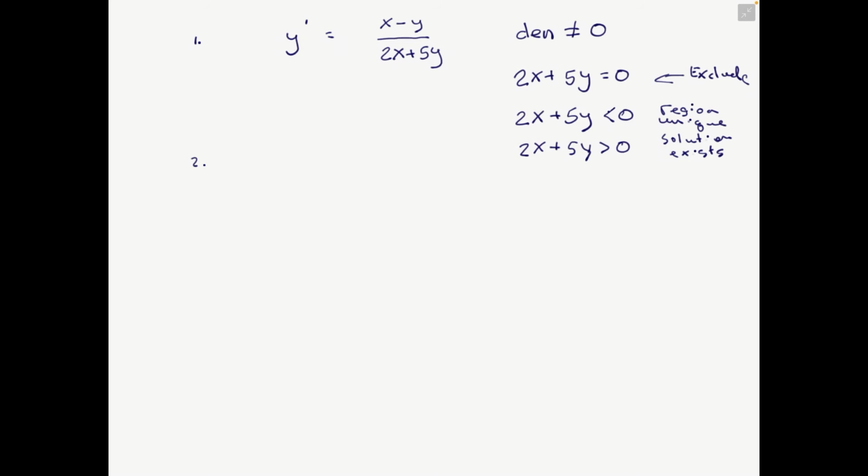was y prime equals 1 minus x squared minus y squared to the 1/2, raised to the 1/2.